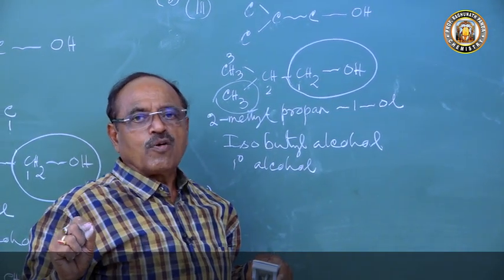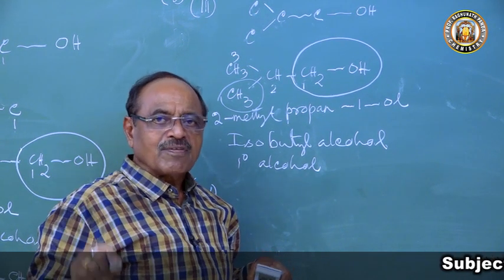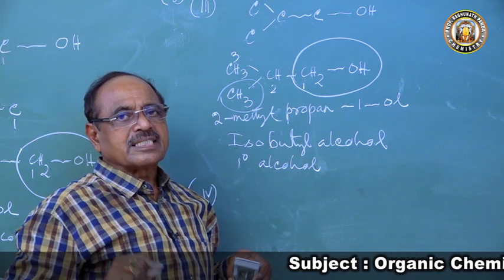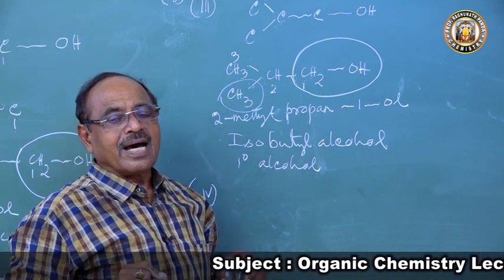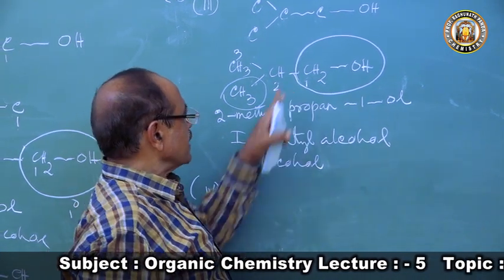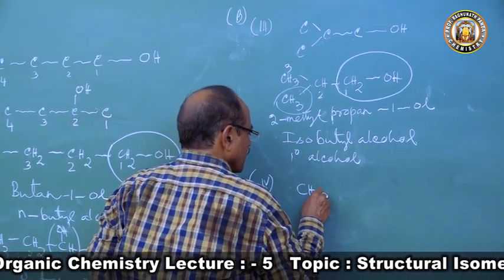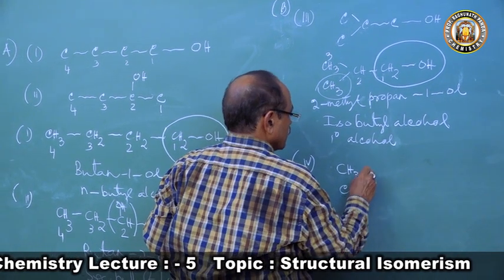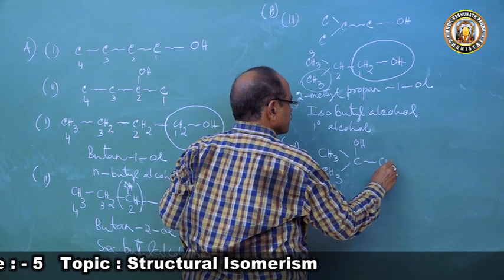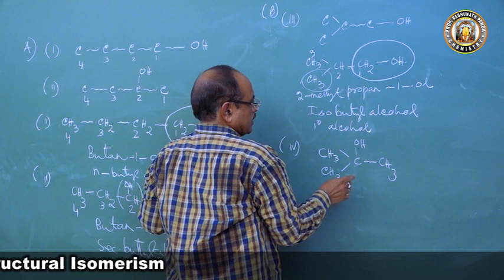Compounds having the same molecular formula but different structure due to different position of the functional group on the same carbon-carbon chain are said to exhibit position isomers. On the same chain we have position isomers. So we will shift the OH group. We have CH3, then C-OH, then CH3, and the third CH3.